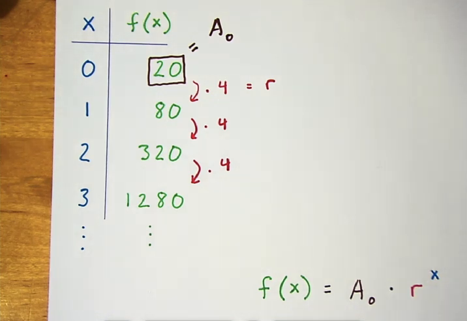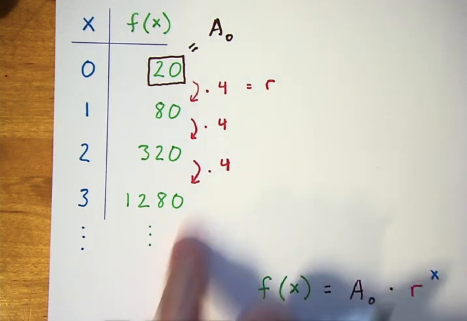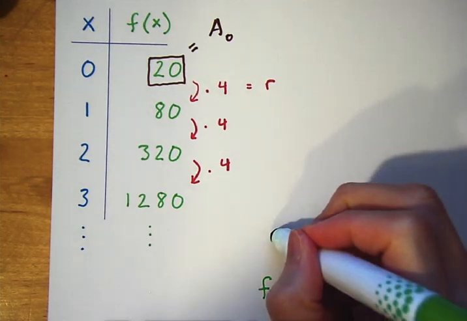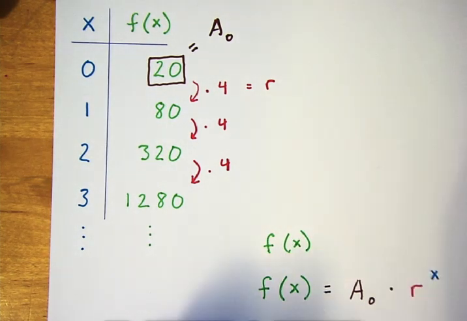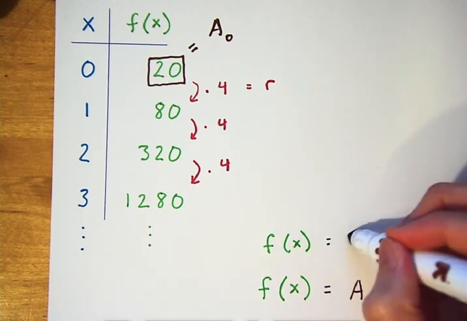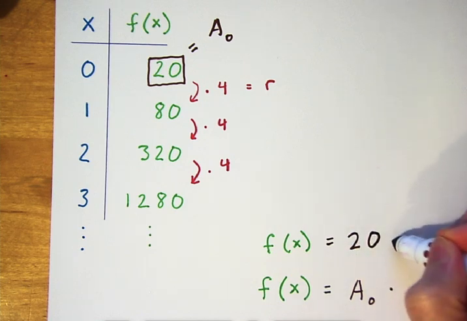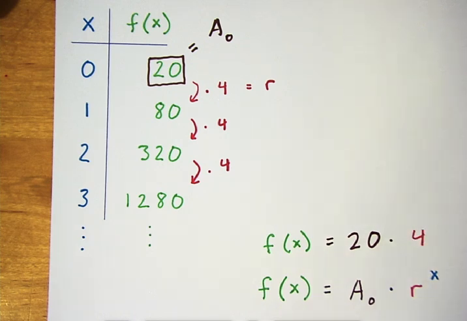So the exponential function, or exponential equation, that passes through these points is f of x is equal to 20 multiplied by your r, which is 4, with x in your exponent. All right, so pause this video, take notes, and when you're ready, hit the play button.